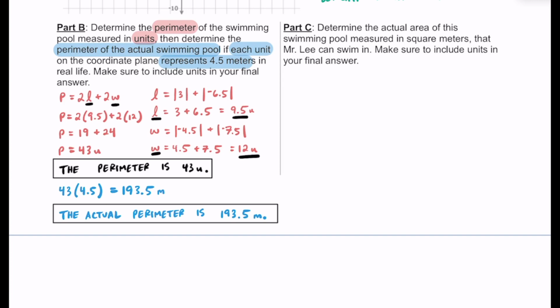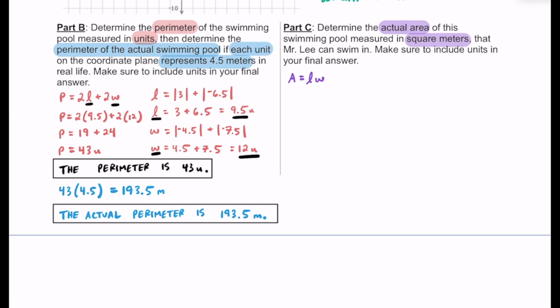All right, next let's look at part C. We're going to go ahead and determine the actual area of the swimming pool. And we know this is actual area, not just the sketch, because it says in square meters. Now, after all, this is a rectangle. So to find the area of a rectangle, this is just going to be length multiplied by width, right?